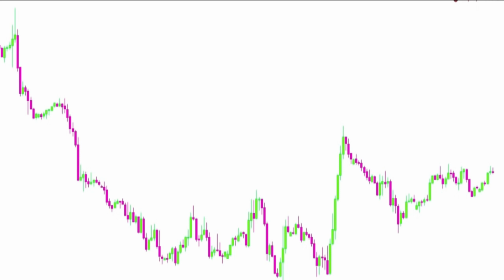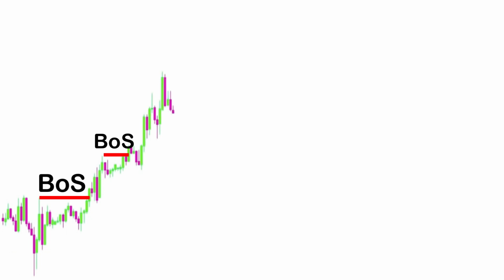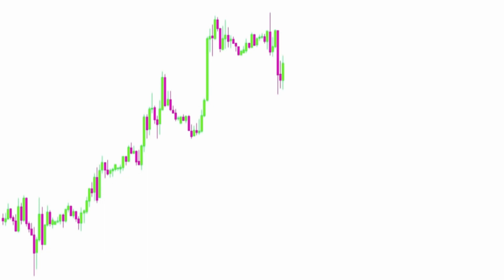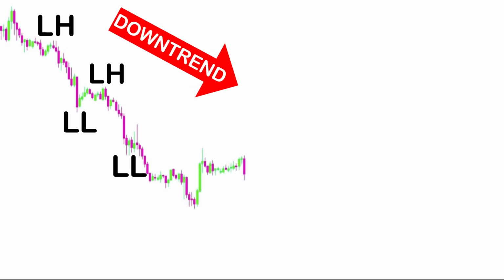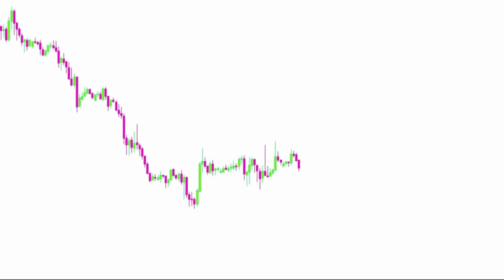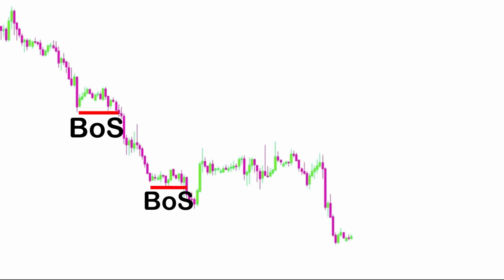Let us learn the first concept, which is break of structure. The break of structure occurs when in an uptrend, the market breaks its most recent higher high to the upside. The break of structure during an uptrend indicates that the market wants to continue its uptrend. Similarly, as you can see here, the market is making lower highs and lower lows which indicates that the market is in a downtrend. We can see the market breaking its recent lower low to the downside which we call break of structure.